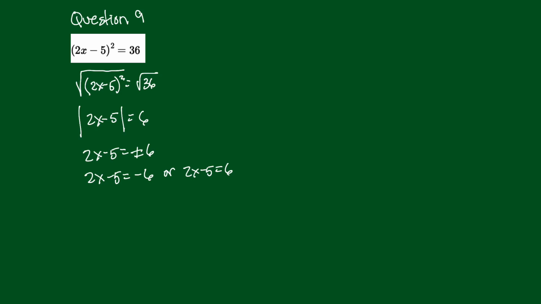Now this takes us all the way back to solving linear equations. Let's add 5 to each side, so I'll get 2x equals, now negative 6 plus 5 is negative 1, and over here on the right we'll get 2x equals 11. Now divide by 2, right? I'll divide by 2, so I'll get x is equal to negative a half, and over here I'll get x equals 11 halves. So here's my conclusion. X is equal to negative 1 half or 11 halves.